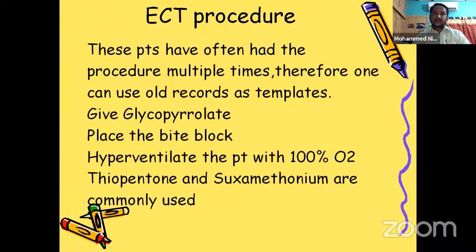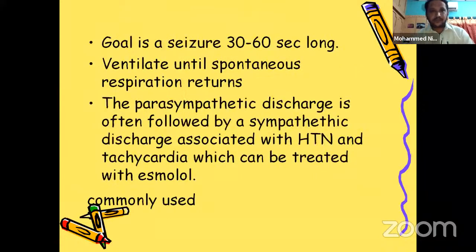So we start the ECT procedure by giving glycopyrrolate, placing the bite block, and usually hyperventilating the patient with 100% oxygen. Thiopentone and succinylcholine are the commonly used drugs. The goal here is a seizure of 30 to 60 seconds. We usually ventilate the patient till spontaneous respiration returns.